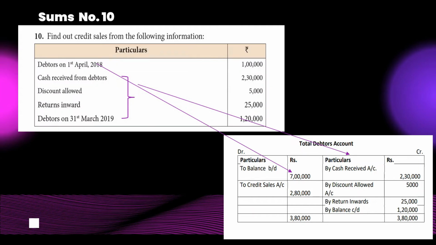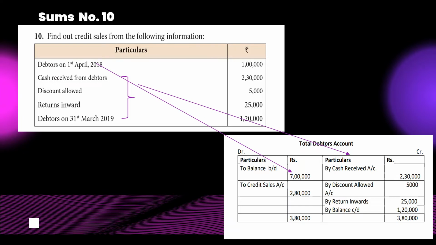10th sum. See, find out credit sales. Here first you read the sum. What is the information given? Here debtors on 1st April, cash received from debtors and discount allowed, returns inward, and here no information about bills receivable. So directly we can prepare total debtors account.